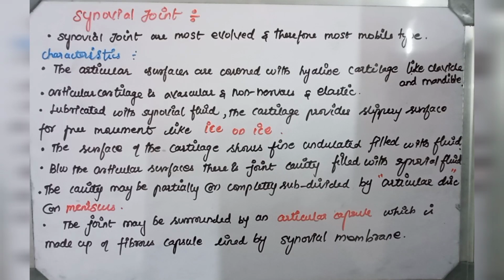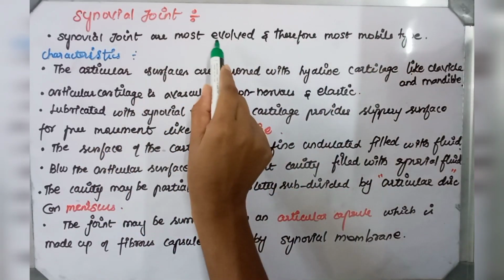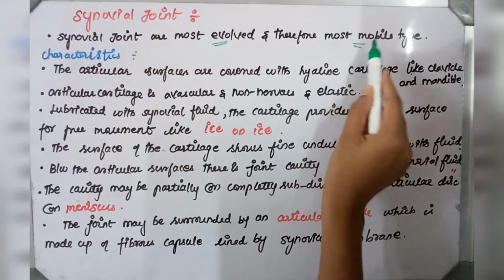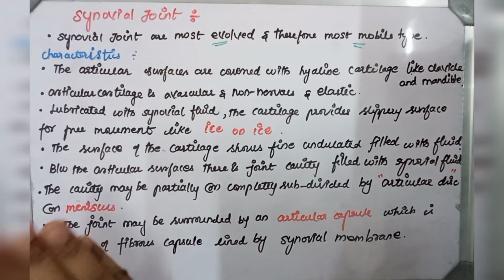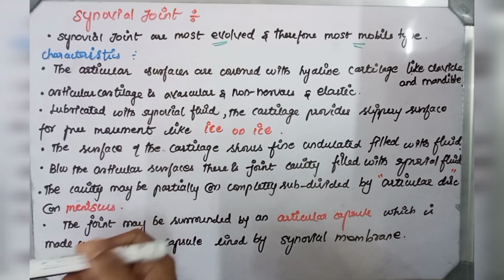Hello everyone. Today we are going to talk about an important topic, which is the synovial joint. The synovial joint, as we are familiar with, is responsible for most of the movements of the human body. So it is actually the most evolved and therefore the most mobile type of joint in our body. It has certain characteristics. Let us see a few important points together here.